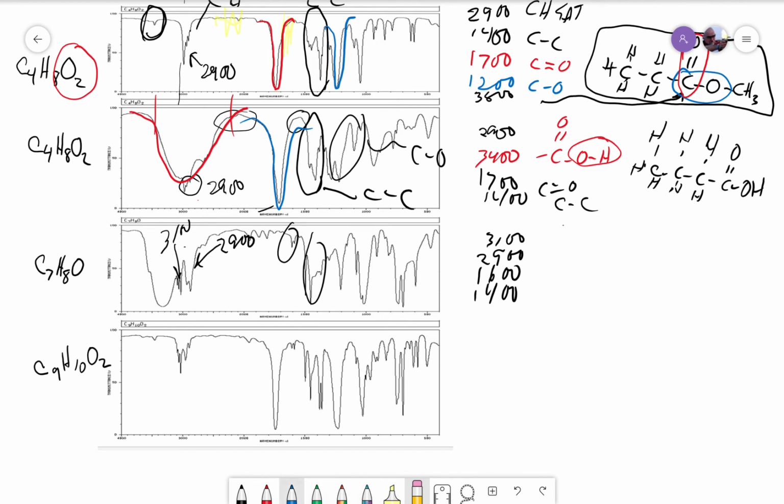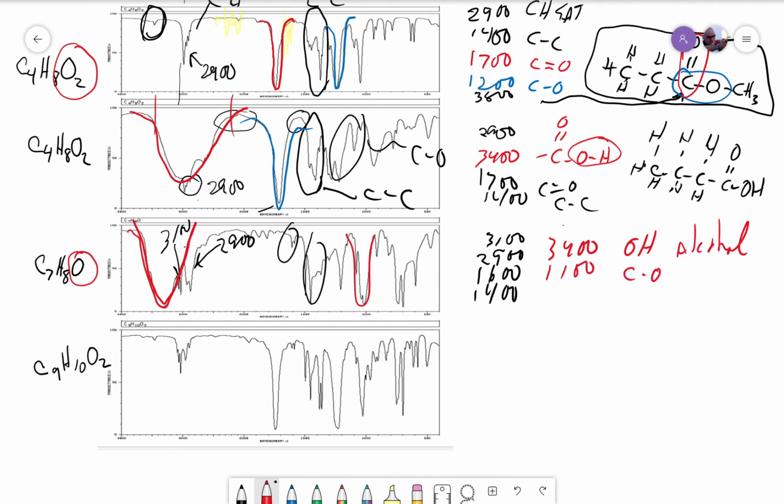The oxygen functionality, I only have one oxygen to consider. And here is my peak at 3400, which says OH of an alcohol. And then I have a peak at 1100, which says this is an unsaturated alcohol. So I have all my peaks listed. Then I can go through and draw a potential structure.